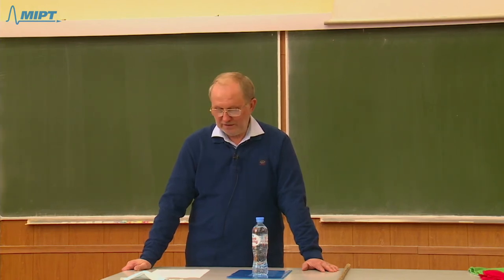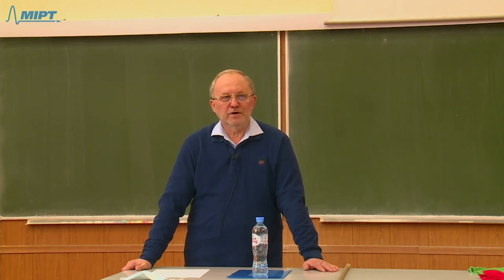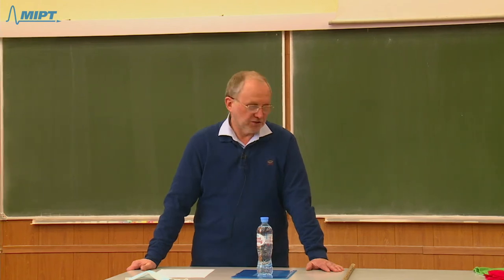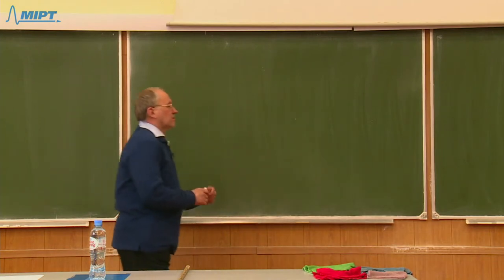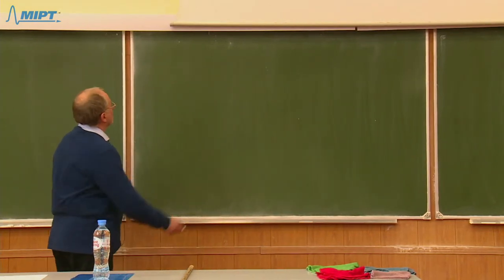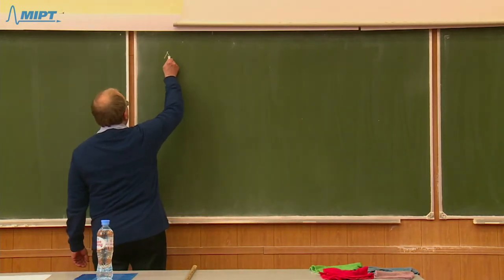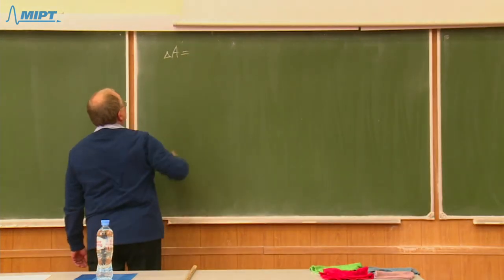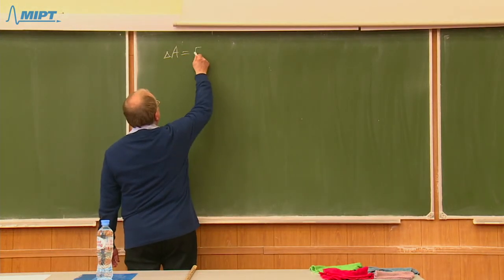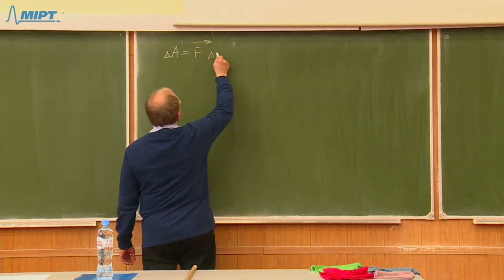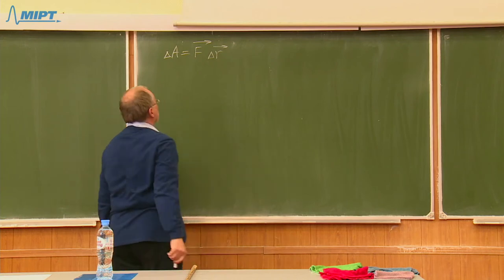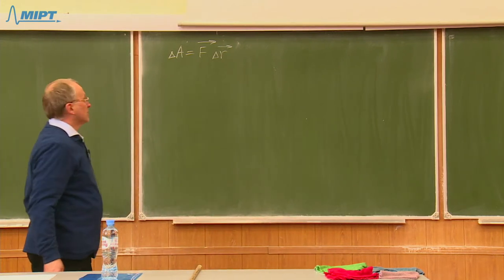Hi. Today we will continue our discussion of the issues related to work and energy. You know the definition of work. Work delta A is defined as the scalar product of vector F by the vector of displacement of a material particle.